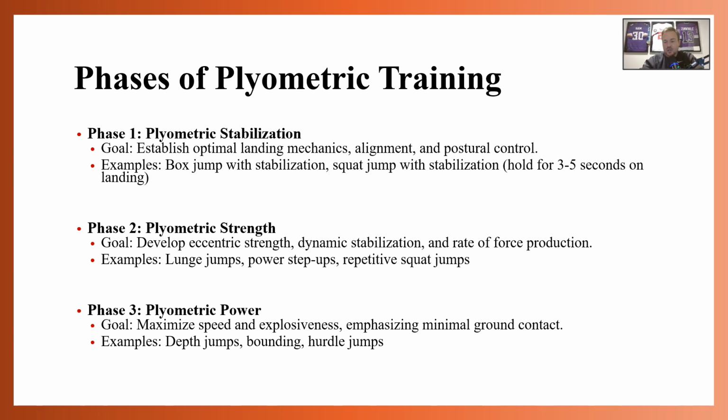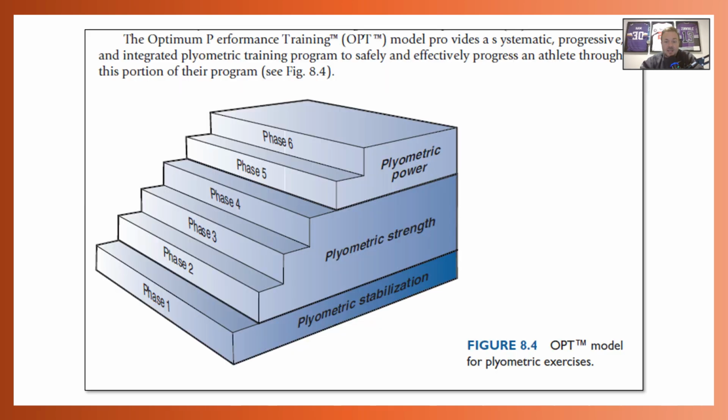Bounding, hurdle jumps. There's many, many more examples, as well as upper extremity examples. So when you think of a plyometric exercise, think about how you can categorize them. This is the OPT, or optimum performance training model, which looks at three phases: plyometric stabilization, plyometric strength, and plyometric power. It should be a stepwise progression to get to plyometric power. You need the foundation of stabilization and strength before you can work on power movements.